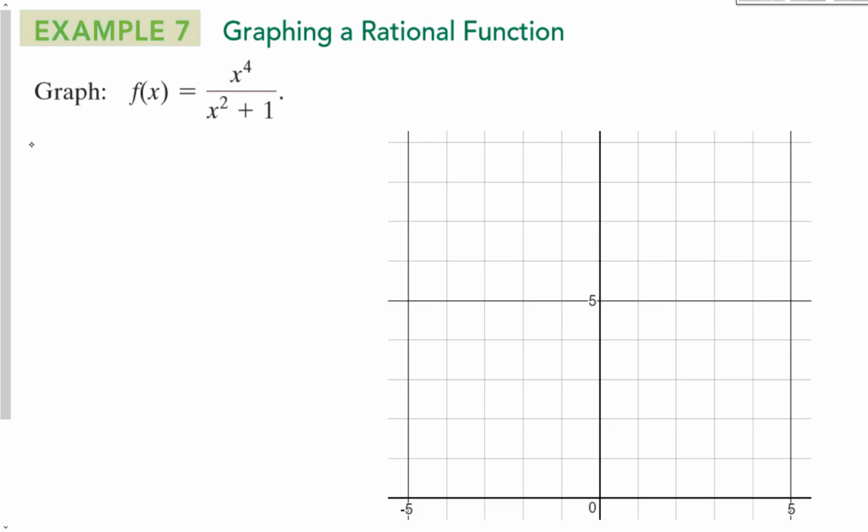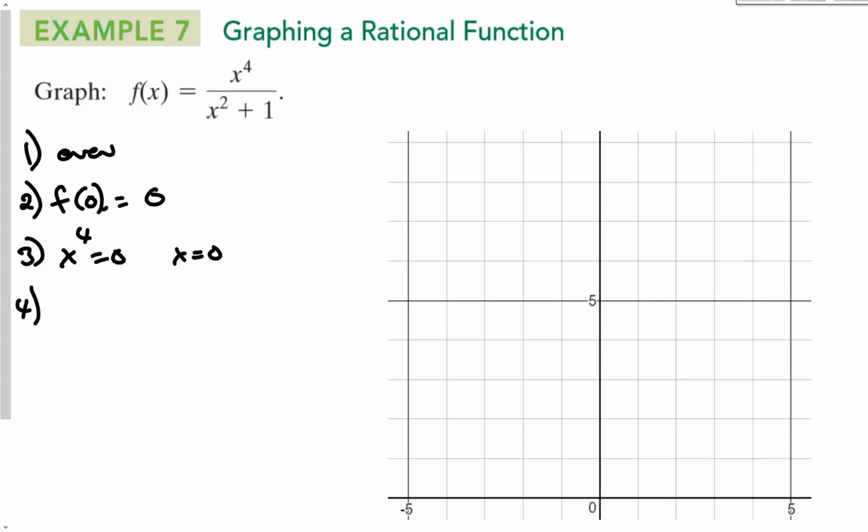Determine symmetry. Step 1 is find symmetry. That's even, that's even. So if I plug a negative there and a negative there, it turns into the same function. So this is even. Step 2 is to find the y-intercept, f of 0. Plugging in f of 0 there gives me 0. Okay. Find the x-intercept. So we set the top equal to 0, which is 0.